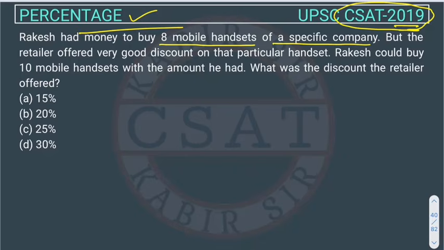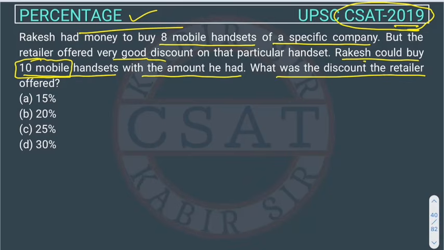But the retailer offered a very good discount on that particular handset. The shopkeeper gave the discount, so Rakesh could buy 10 mobile handsets. So what happened? When the shopkeeper gave him a discount, he was able to buy 10 mobiles with the same money he had. What was the discount? We have to find out how much discount was offered to Rakesh by the shopkeeper, right?